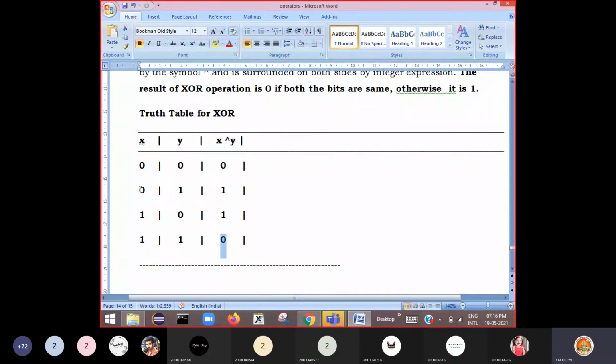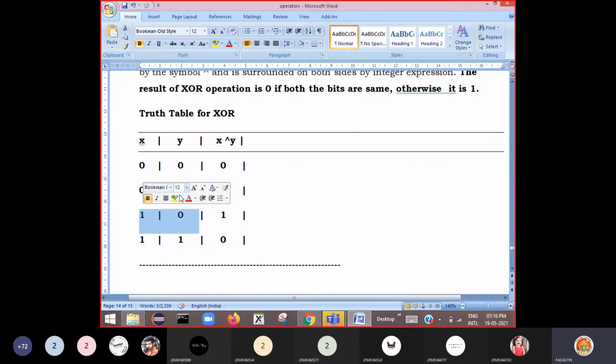To be frank, if an odd number of ones are present, then the result will be 1 actually. You can take any number of input values here, but in first year we restrict to only 2 input values.